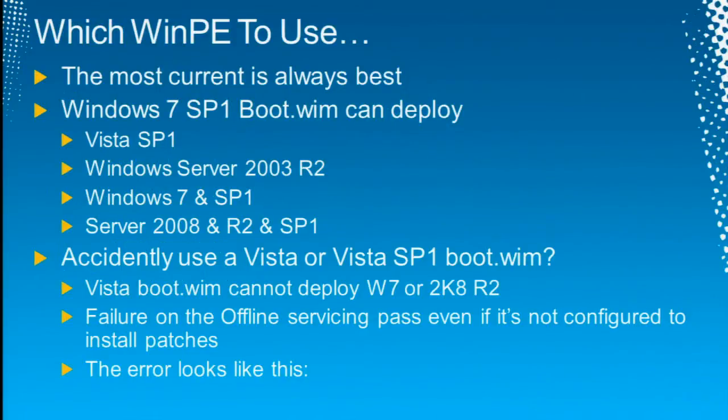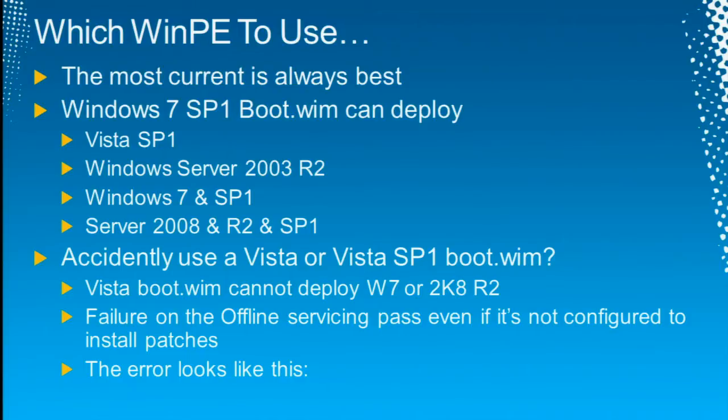I'm going to show you the difference in just a second. I've got a couple of them mounted up, and I wanted to show you what the big difference is between them. But which WinPE should you use? You should always use the latest and greatest. So Server 2008 R2 SP1 or Windows 7 SP1 would be the latest and greatest boot.wim. If you use an older Vista boot.wim, well, you can't install Windows 7 using that. So you want to make sure you always get the latest and greatest.